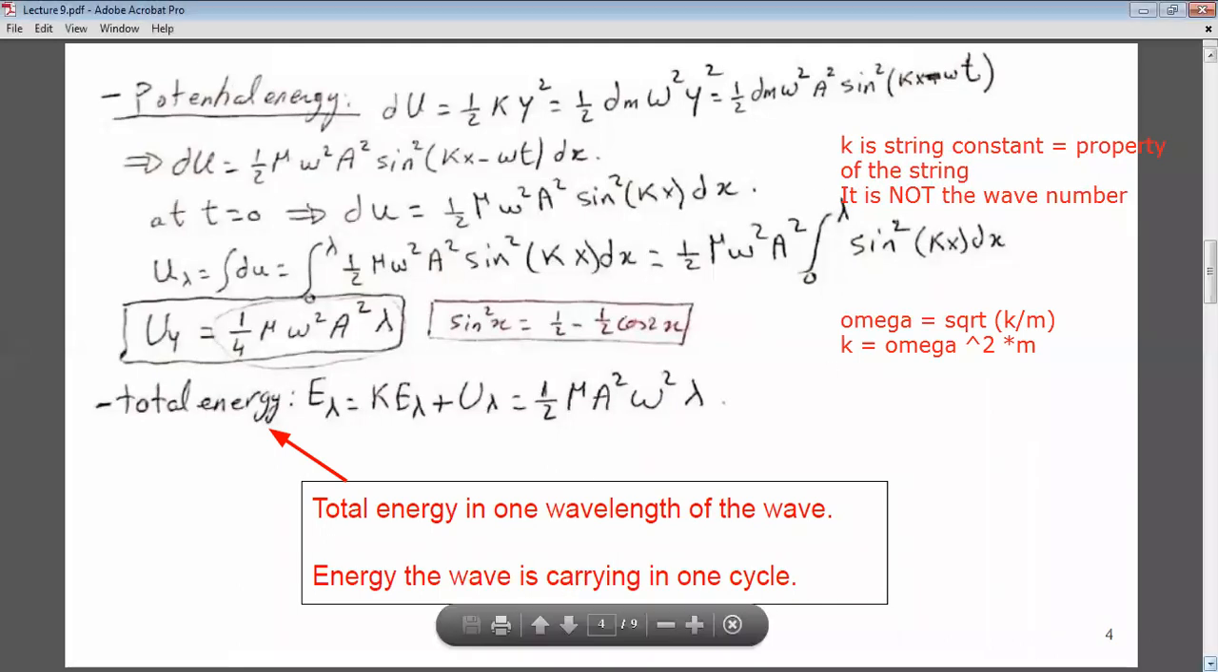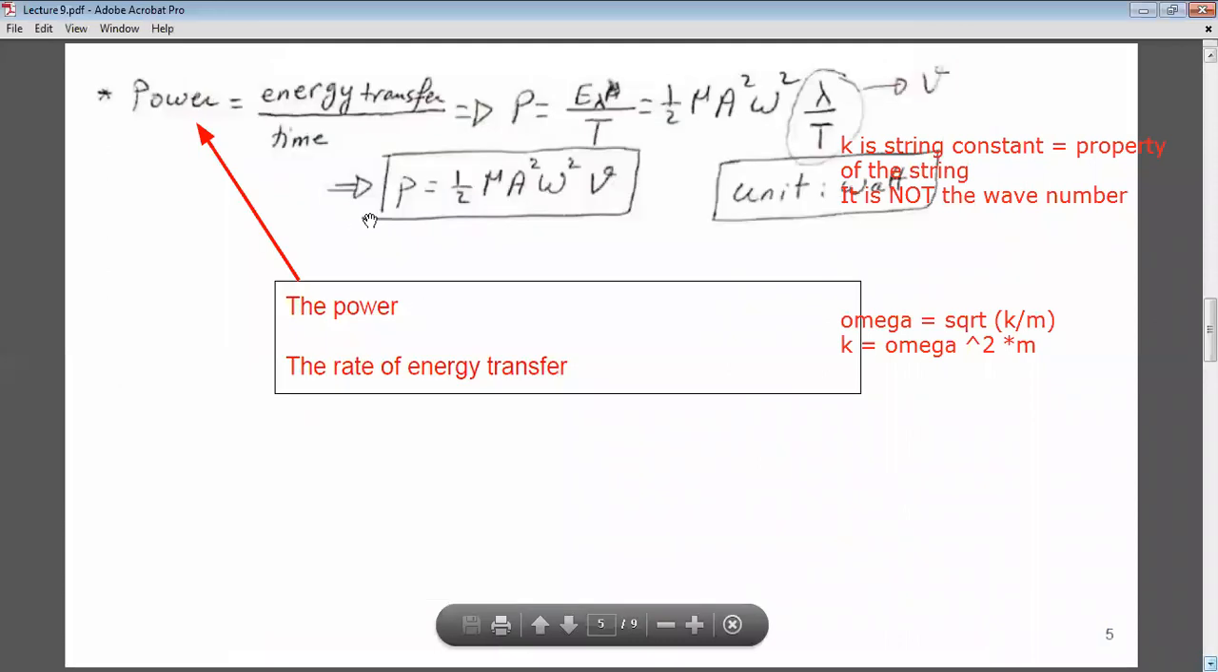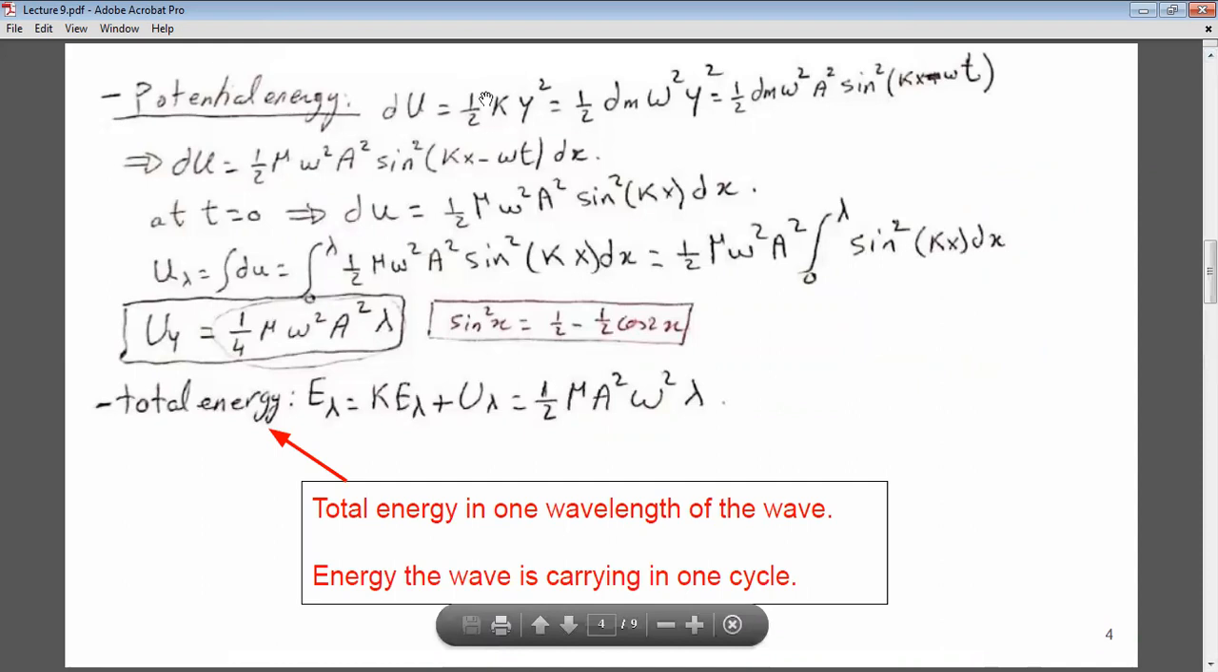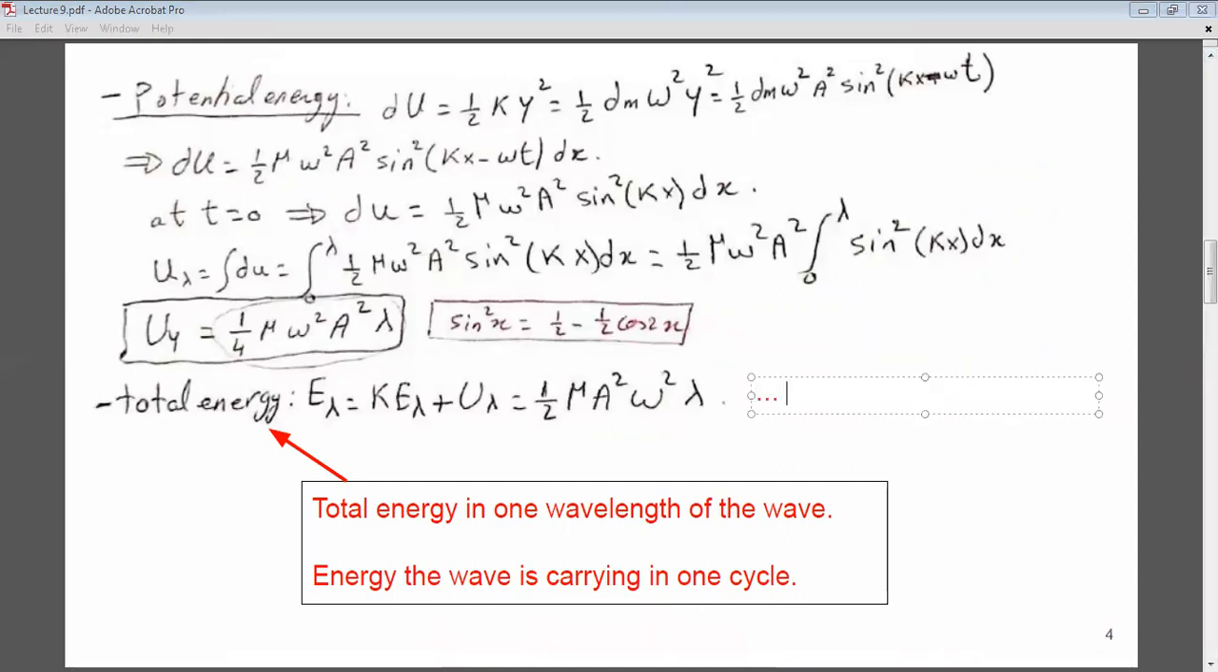Okay, now power, it is energy transfer over time. It is E lambda by time. It is half mu a square omega squared lambda over time, over the period, but lambda over the period is nothing but the speed of the wave. So the power is half mu a square omega square v. The unit for that is watt. Remember, the unit for energy is joules, J.